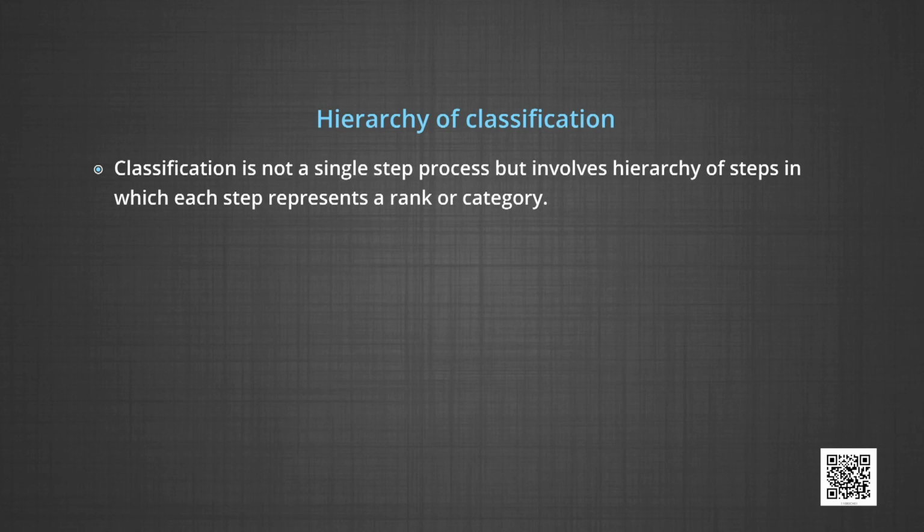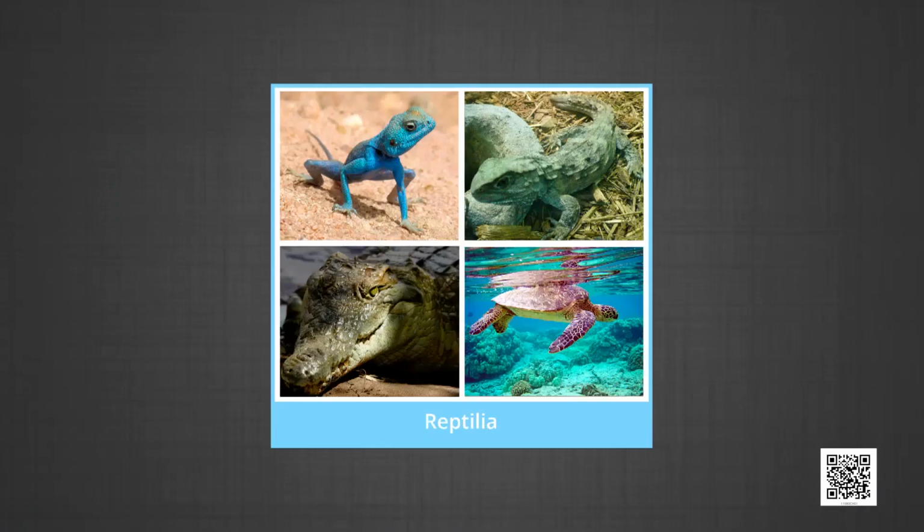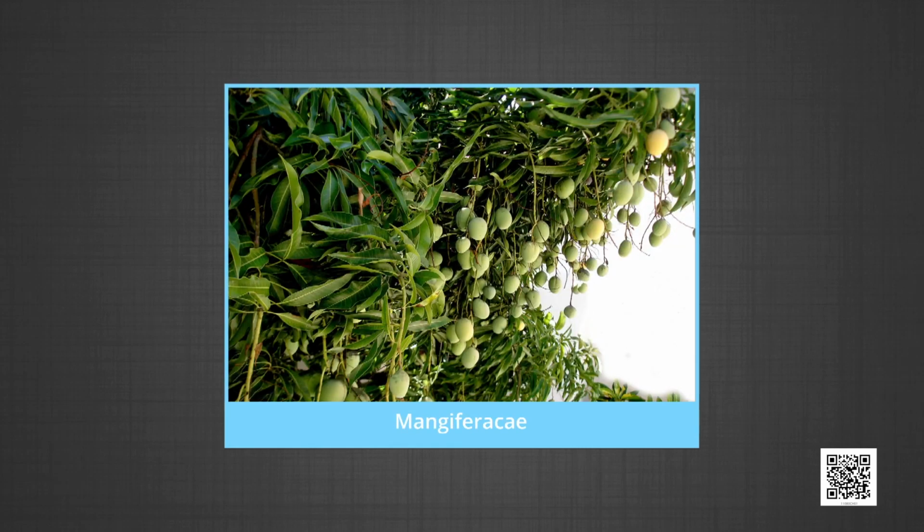Classification is not a single-step process, but involves a hierarchy of steps in which each step represents a rank or a category. A taxon is a taxonomic group of real organisms assigned to a category, whereas a taxonomic category represents a rank or level in the hierarchy and does not represent the living organism itself. For example, Reptilia is a taxon here, but class is the category. Similarly, Mangiferaceae is a taxon here, but family is the category.